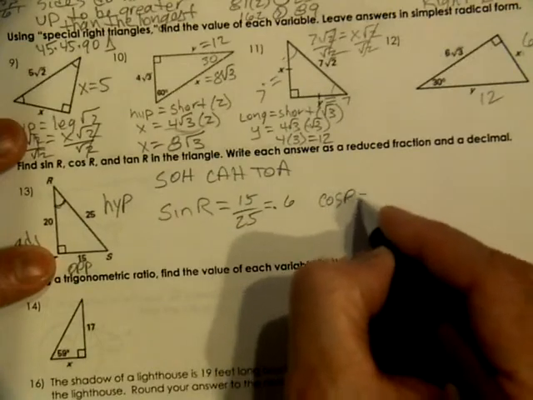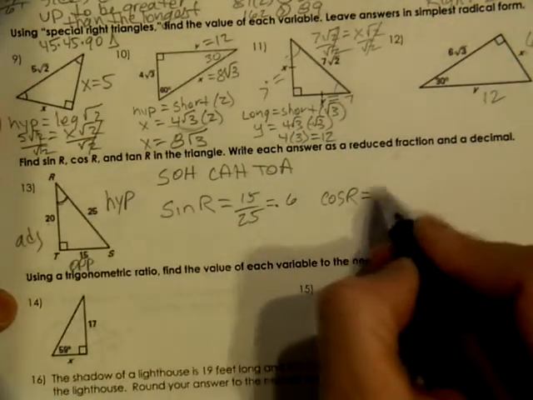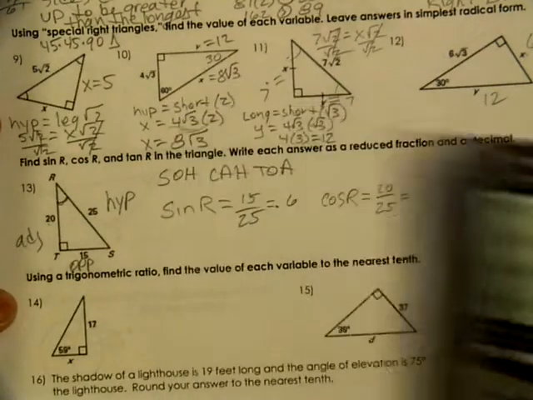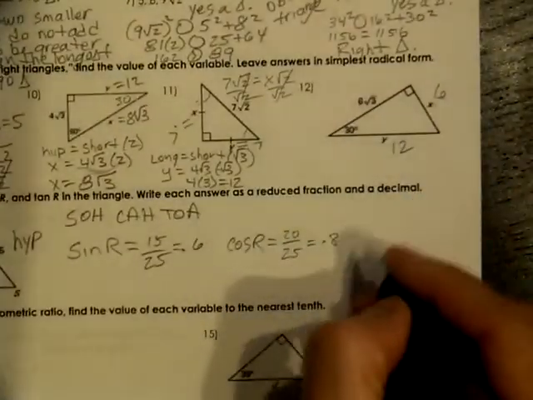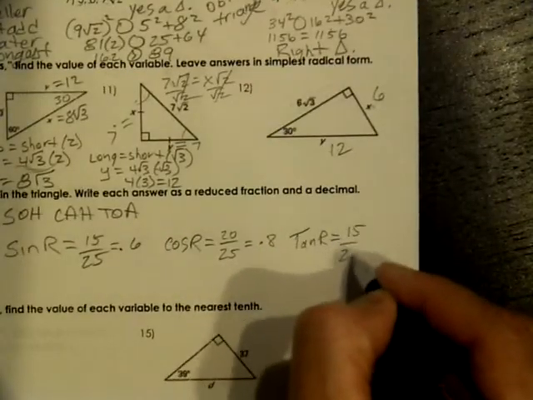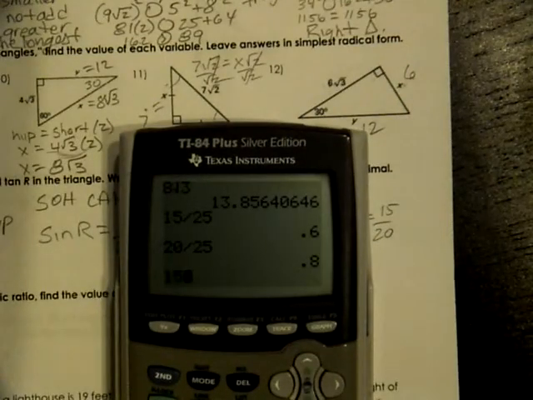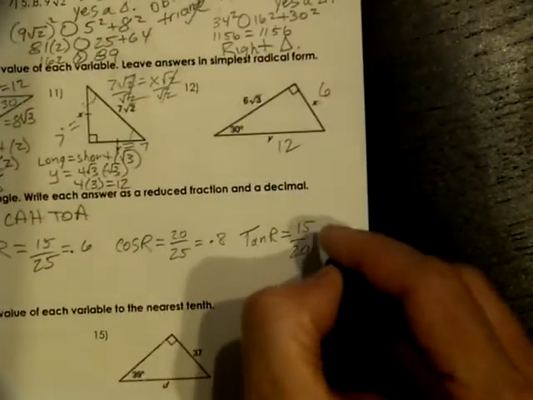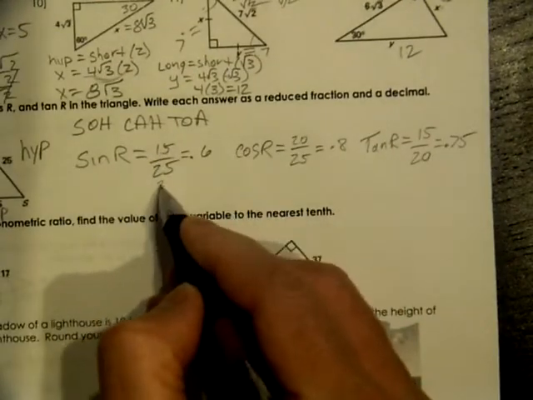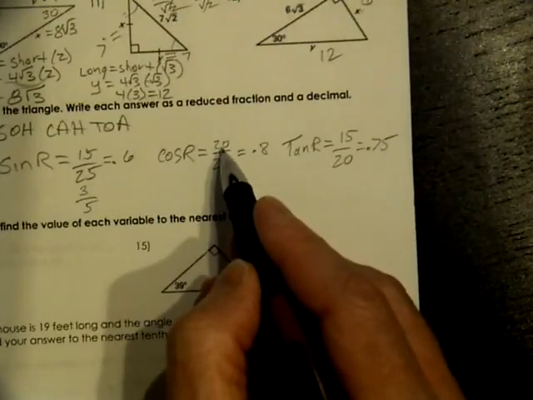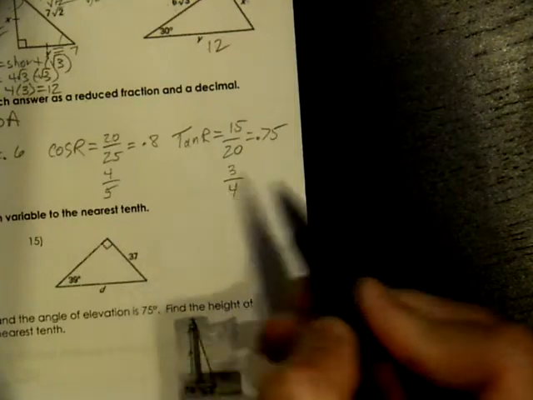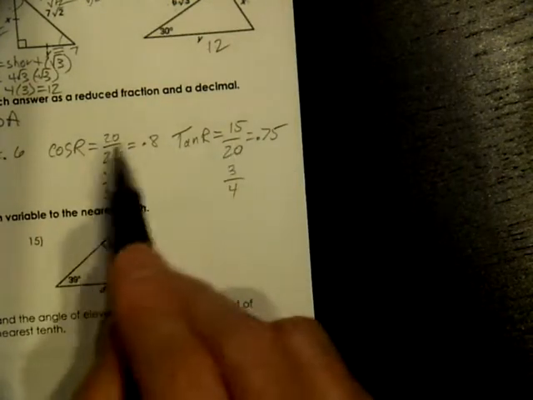Then we have the cosine of R, which is adjacent over hypotenuse. So that's 20 divided by 25, that's 0.8. And then the tangent of R is the opposite over adjacent, which is 0.75. So we did it as a reduced fraction. 5 goes into that 3 times, so 3/5. 5 goes in there 4 times, so 4/5. And 5 goes into that 3 times. So those are your reduced fractions, and these are your decimals.